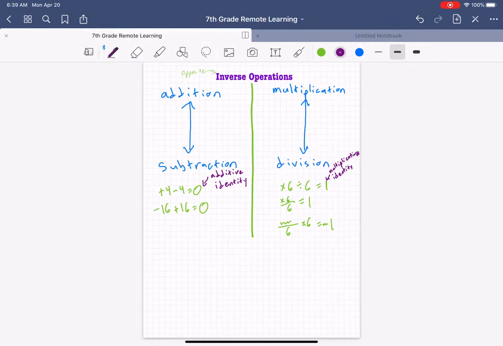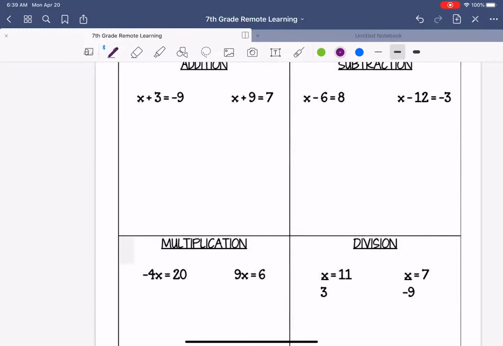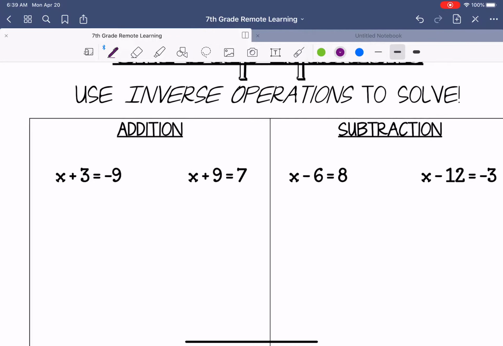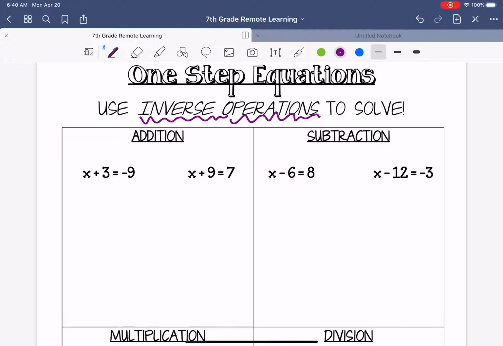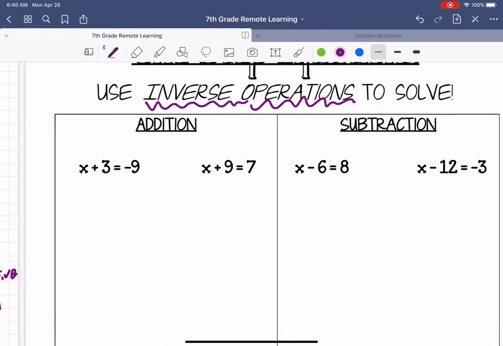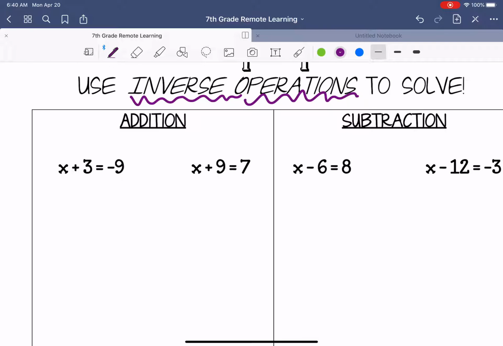So let's use that with our equations. We're going to use our inverse operations in order to solve these equations, okay? For this first problem, I'm going to actually do a couple of incorrect examples first, just to show you what happens. If you're writing this down, I was just not writing this part down because I'm going to eventually erase it, okay?